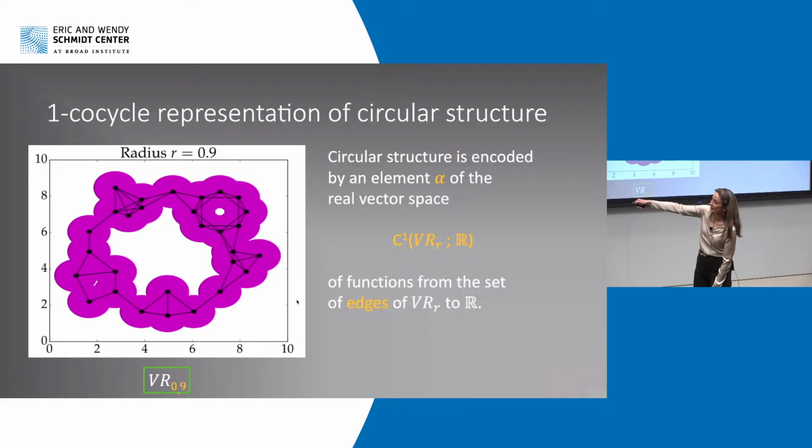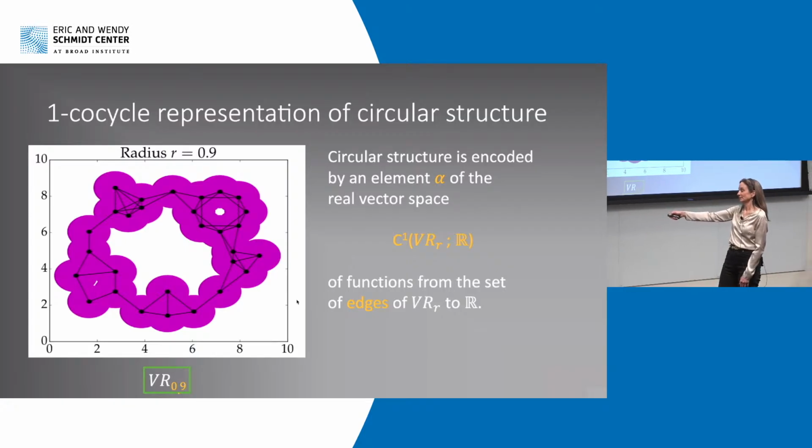So we're looking here at the collection of points and edges coming from the intersections of these little balls. And we want to define a function from the set of edges here to the real numbers. And this set of functions from the set of edges to the real numbers is actually itself a real vector space.